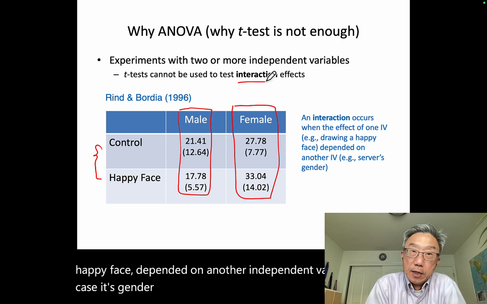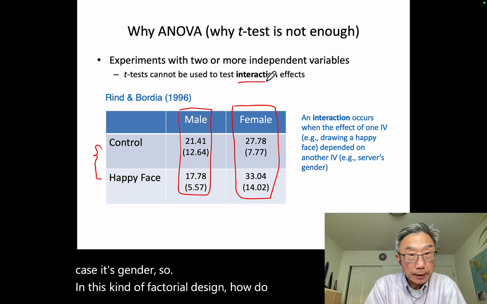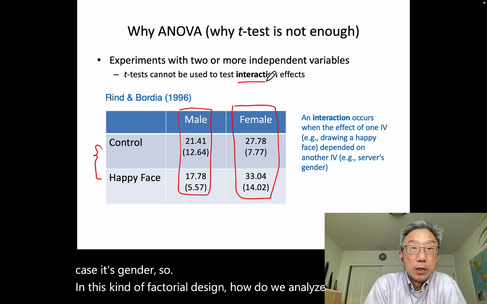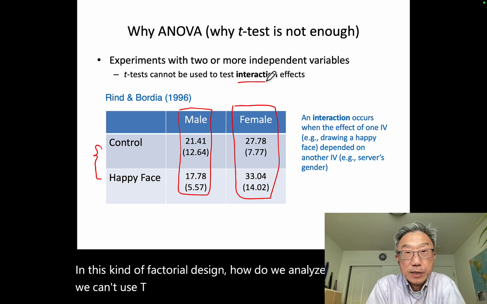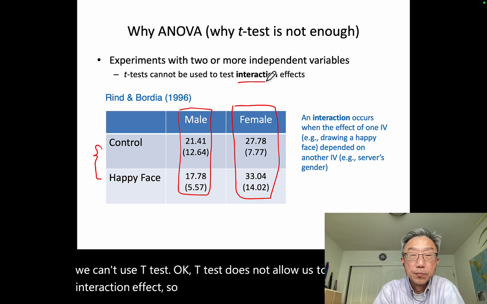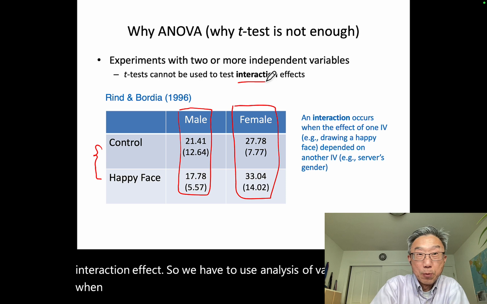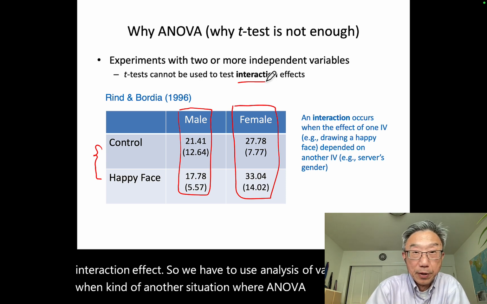So in this kind of factorial design, how do we analyze the data? Well, we can't use a t-test. A t-test does not allow us to test directly the interaction effect. So we have to use analysis of variance. So that's another situation where ANOVA is appropriate.